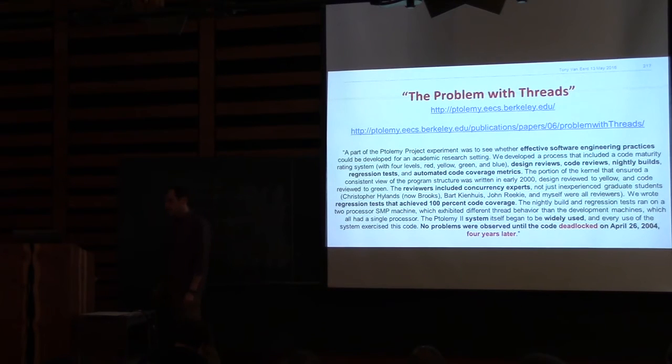And I always put up this slide. It's one of my favorite slides. The guys at Berkeley wrote an experimental OS. It's called the Ptolemy Project. And they did all the best coding practices in 2000. Design review, code reviews, nightly builds, regression tests, automated code coverage, everything. They brought in experts on concurrency. They did everything they could possibly do, 100% code coverage. The thing ran for 4 years and then deadlocked. 4 years of multiple users, and bam, it deadlocked.